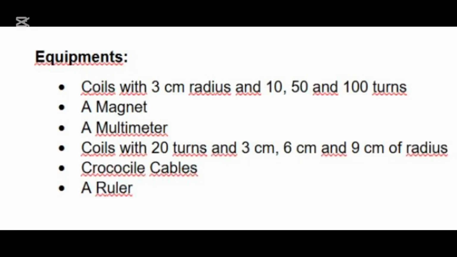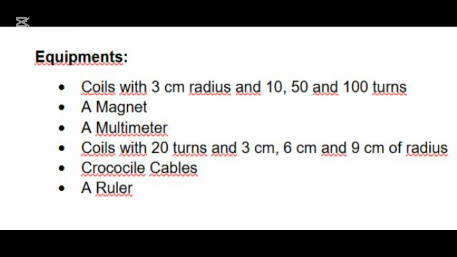Before diving into the experiment, let's go over the materials I used to carry it out. This setup was relatively simple, yet effective for demonstrating Faraday's law of induction. First, I needed copper coils with varying properties. For phase A, I used coils with the same radius of 3 cm but different numbers of turns, 10, 50, and 100.